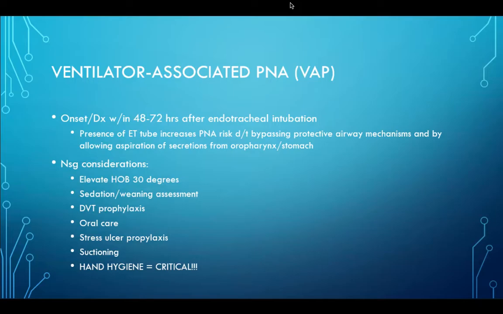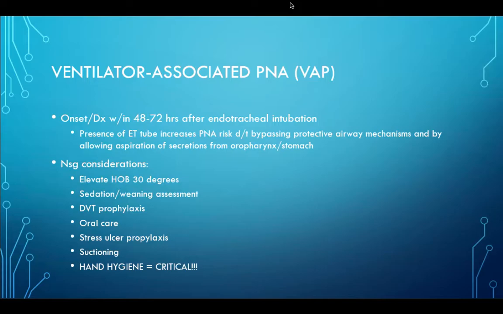And the last category is ventilator-associated pneumonia, someone that has been on a ventilator. Pneumonia onset and diagnosis within 48 to 72 hours after an intubation. The ET tube increases pneumonia risk because it bypasses the protective airway mechanisms and allows aspiration of secretions from the oropharynx and the stomach.